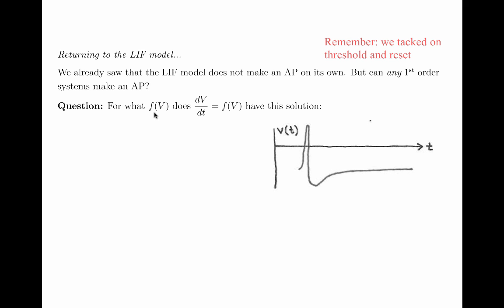The question we would like to answer is, is there some function f as a function of v, such that dv/dt is equal to this f, and we'd like to have the following solution. So we'd like our solution to look like this. We'd like v of t to increase in time rapidly, decrease rapidly, have this after hyperpolarization, and then return to rest. So we want to know, can we choose some f of v where v can evolve in this way? And to answer this question, let's look at the trajectory of this action potential in the phase space of this one-dimensional dynamical system.